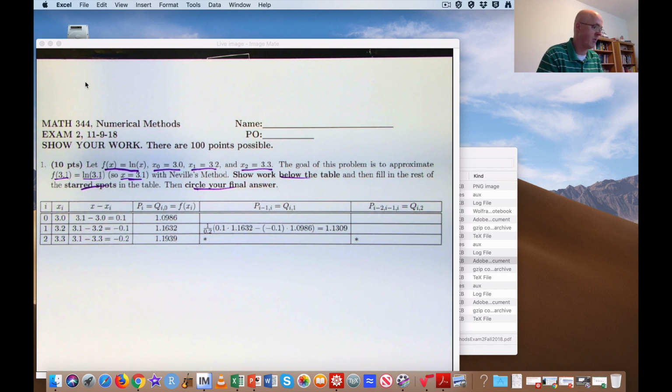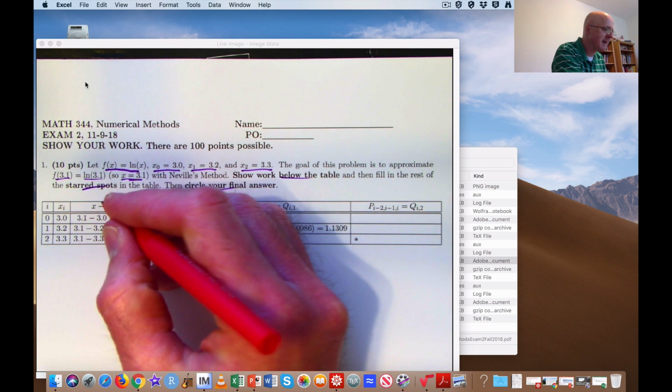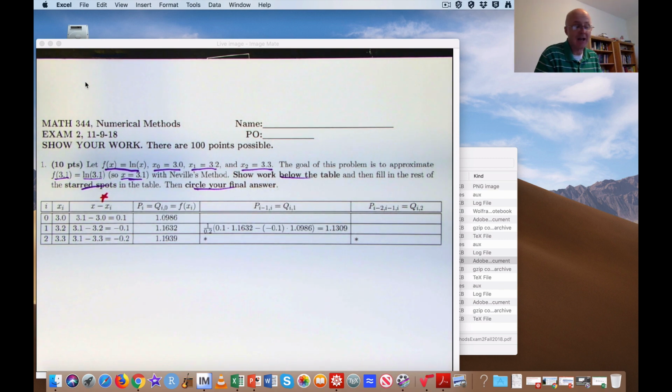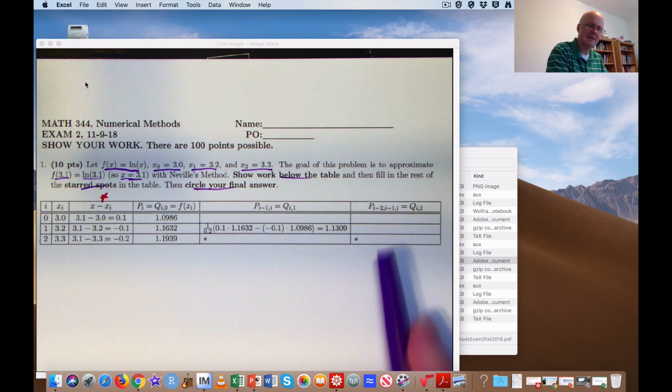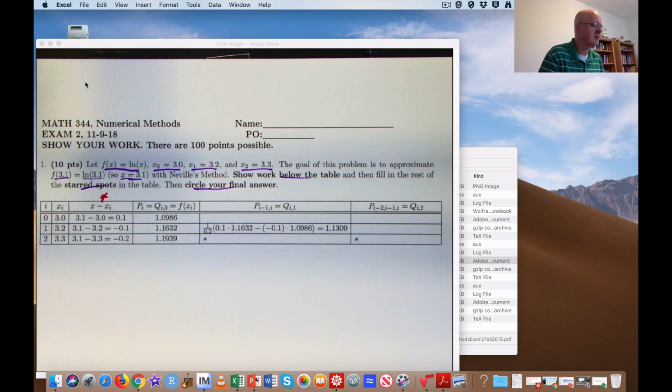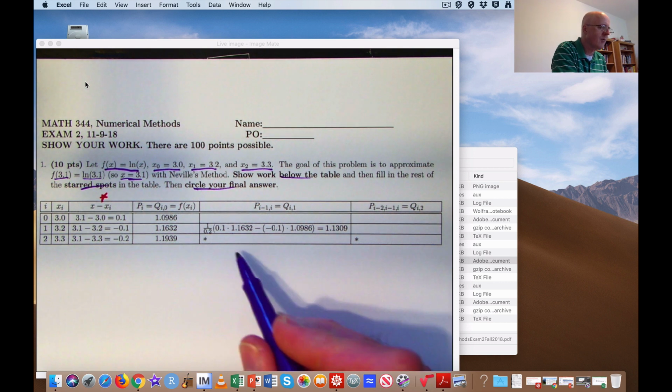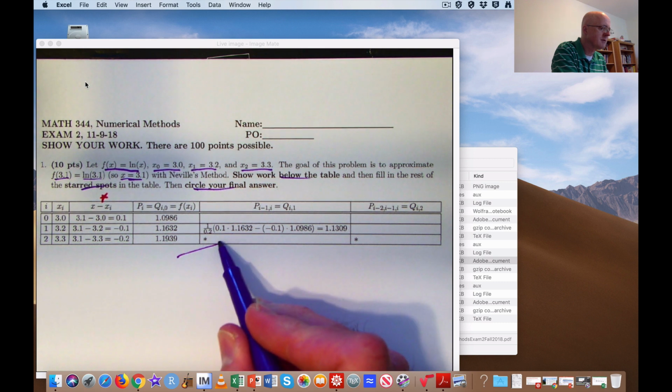Show your work below the table that you see here, and then fill in the sparse spots in the table, and then circle your final answer, which you think of as your best estimate for the natural log of 3.1. Do notice that on this particular table I did add a column for x minus xi. I didn't have to do that, but maybe it could help a student if they're needing to be reminded that they need to use the fact that x is 3.1. So let's go ahead and work through this. So we want to fill in what goes here and here. You got to be really careful with this. This is really tricky.